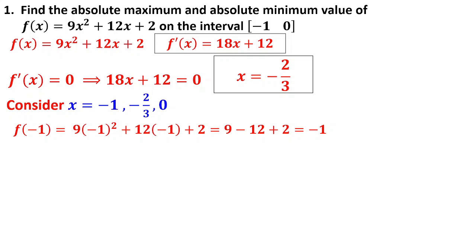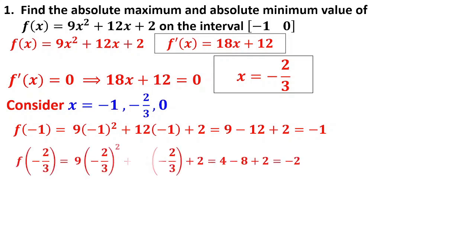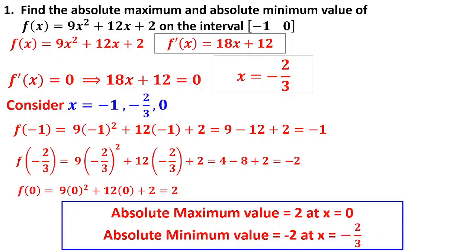Let me check the value of f of x at minus 1. After calculation, I am getting it as minus 1. And f of minus 2 by 3, I am doing the calculation by putting x equal to minus 2 by 3 in the given function. I am getting minus 2. Then f of 0, I am getting it as 2. By looking at these values, which is the maximum value? It is 2, at x equal to 0, and the absolute minimum value is minus 2, and it is attained at x equal to minus 2 by 3. Maximum value is 2, minimum value is minus 2.